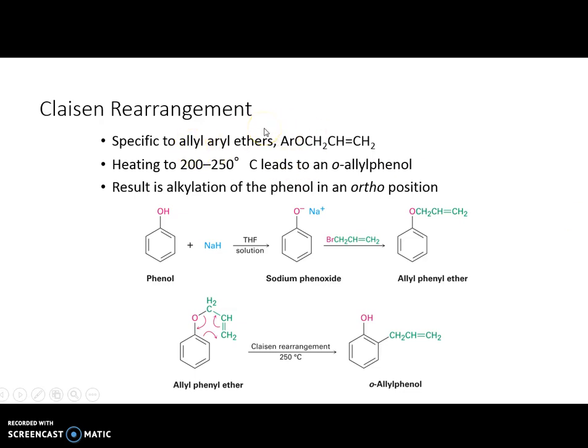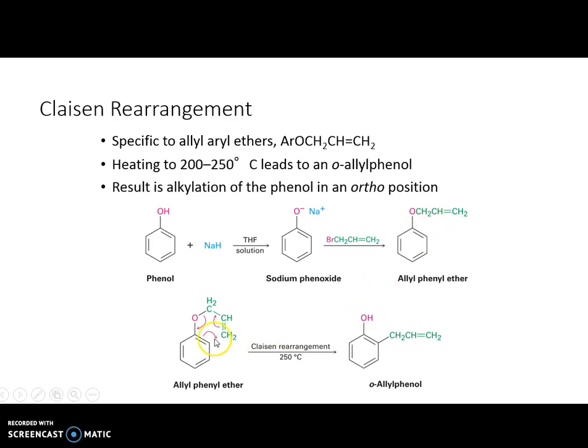This is all about the Claisen rearrangement, which is a rearrangement that we see with phenol ethers that are made from phenol with an allyl group on them. So what are we talking about? A phenol can be made to make an ether with an allyl group. So we see it over here. And there's a special rearrangement that they all know.